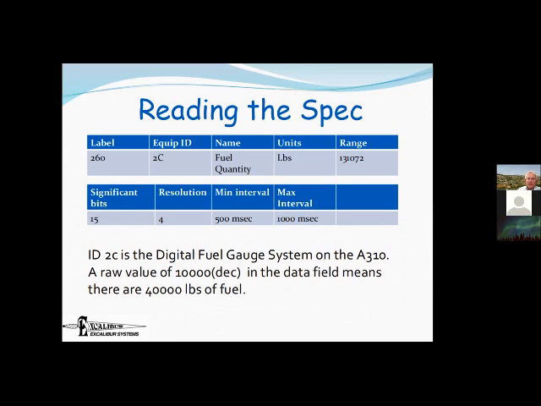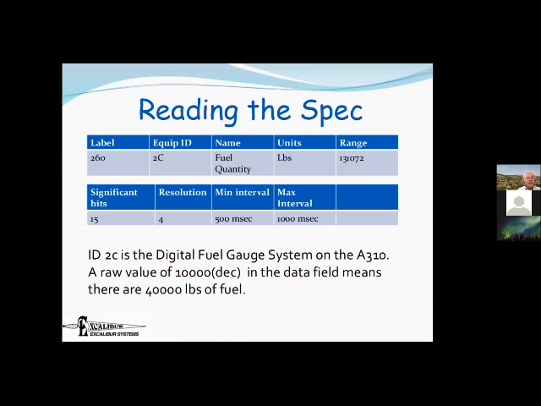Okay, and the interval, in other words, how often this label is supposed to be sent, is between 500 and 1,000 milliseconds, or in English, between half a second and a second. The reason is clear. You don't burn that much fuel in a second, so there's no advantage to my getting it more often than that. And if you are burning more fuel than that in a second, the likelihood is that the pilot's going to figure it out without us telling him over the data bus.